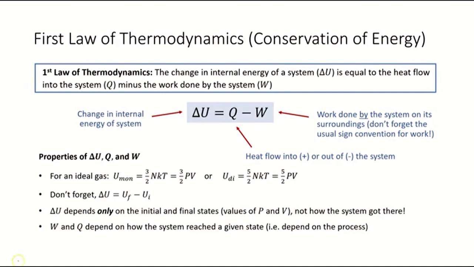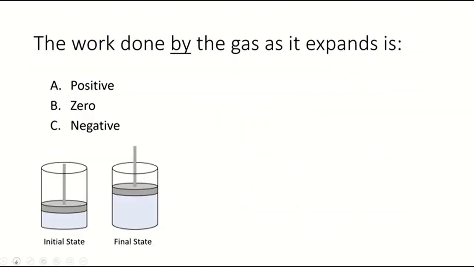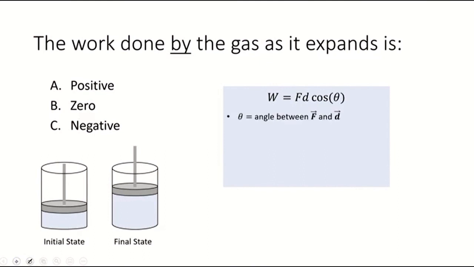All right, let's wrap up for today by just doing a little bit of practice. So here we want to think about these sign conventions. Specifically, we want to know whether the work done by a gas as it expands is positive, 0, or negative. To answer this question, I would think about the equation work is equal to force times displacement times the cosine of the angle in between the force and the displacement, right? So theta is that angle between F and d.